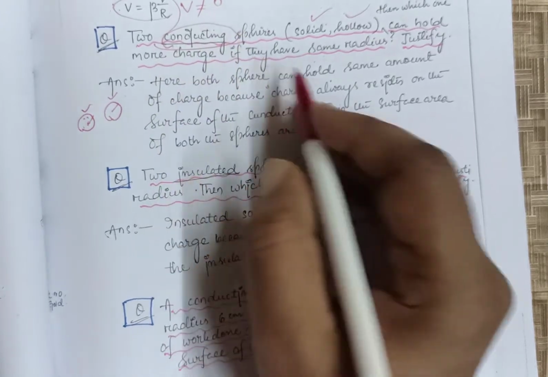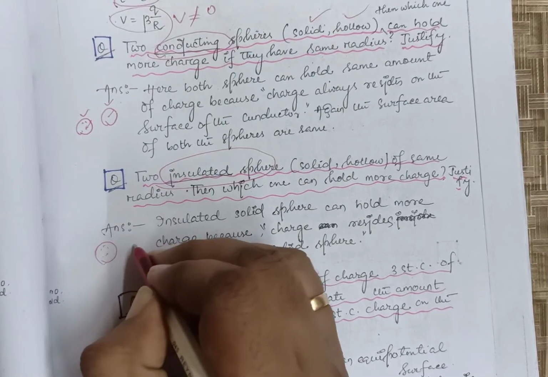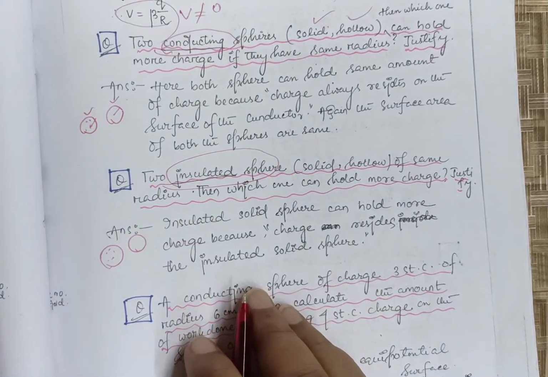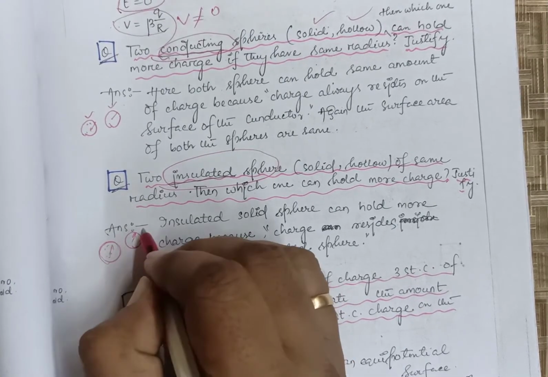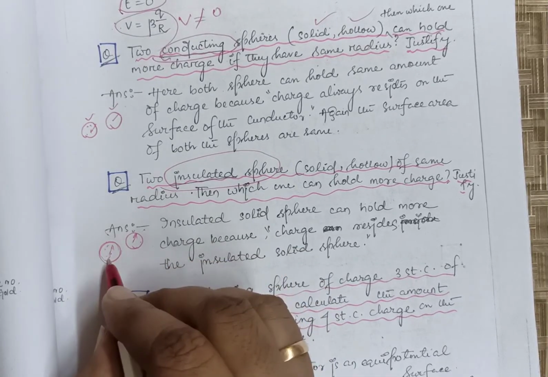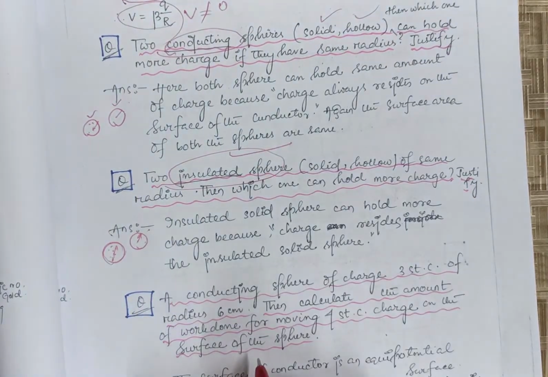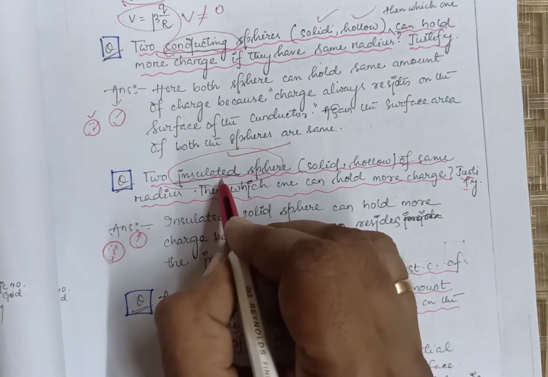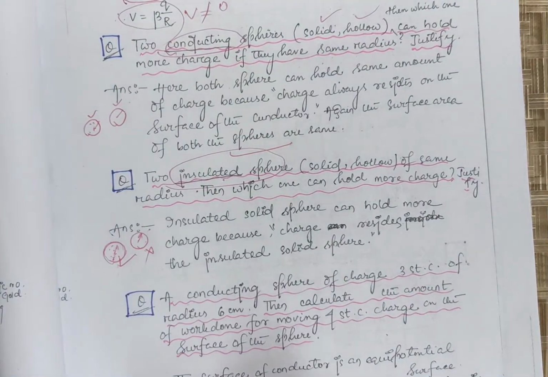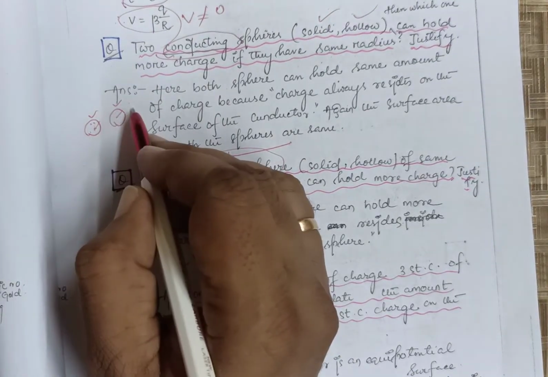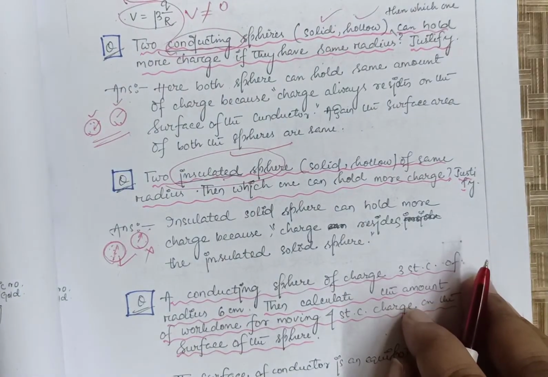But if this question were asked with an insulated sphere, in the case of an insulated sphere, charge not only resides on the surface, it can reside inside the sphere. Again, in the case of a solid insulator, some charge will reside inside the solid sphere. So we can say the solid insulating sphere can hold more charge, and the hollow one can hold less charge. But in the case of a conducting sphere, both solid and hollow will store the same amount of charge.